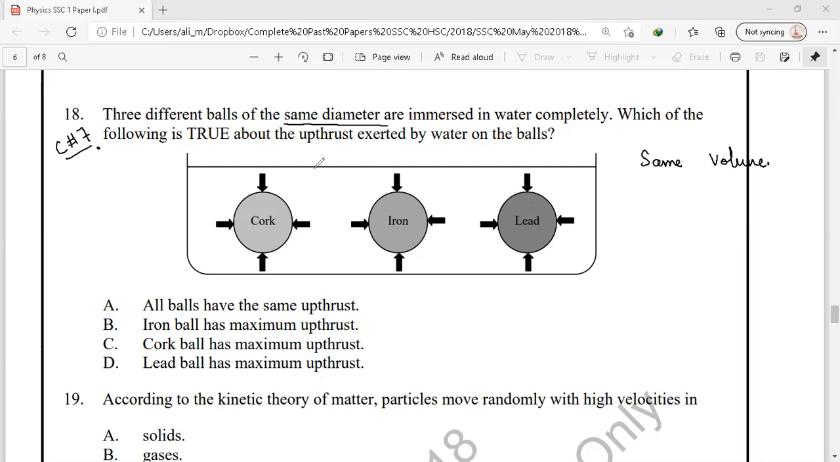Which of the following is true about the upthrust exerted on the ball? According to Archimedes' principle, whenever a body is completely or partially immersed in a liquid, that body displaces the liquid. The body always displaces the liquid.